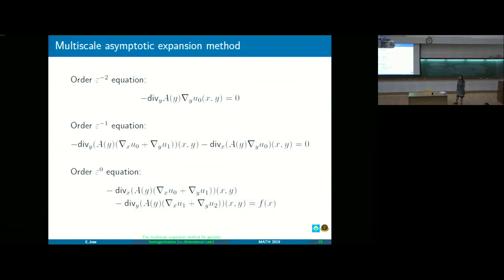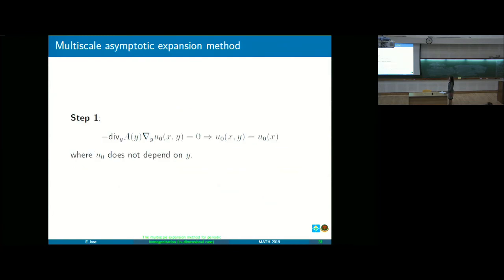Okay, so let's move on. This slide is okay? Okay, so let us start with the first. Again, do we have that u0 of x, y is just a function of x, u0 of x, so y? Okay, so let us take a look at this.